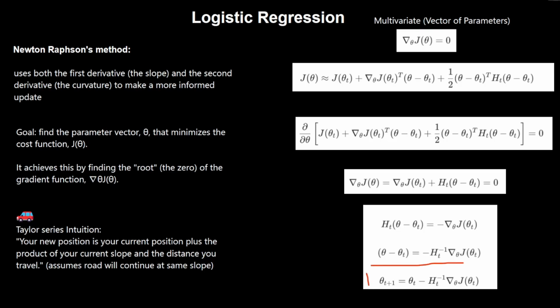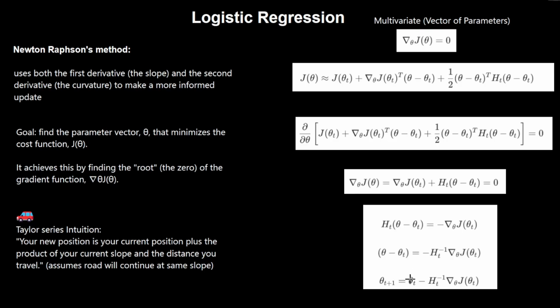Look at the terms in the final update rule. This formula tells us how to update our parameter vector, theta in this case, in each iteration. It combines the gradient and the Hessian matrix. The gradient is the first order derivative, the slope, and the Hessian is the matrix of second order derivatives of the cost function.